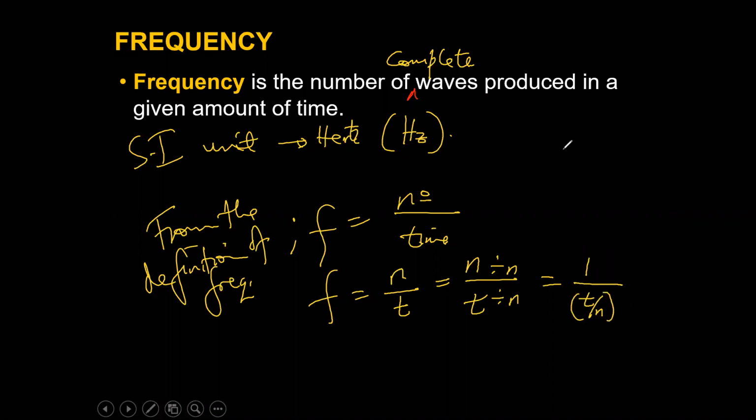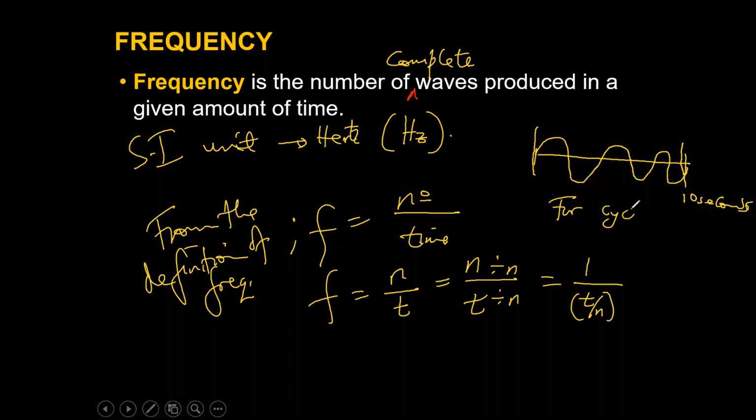In other words, when you get a given time, and you divide it by the number of complete cycles, for example, in this case we have 1, 2, 3 cycles. If those cycles are made in maybe 10 seconds, then for one cycle, the time will be equal to 10 divided by the number of cycles. For one cycle, we use the capital letter T to mean the periodic time.